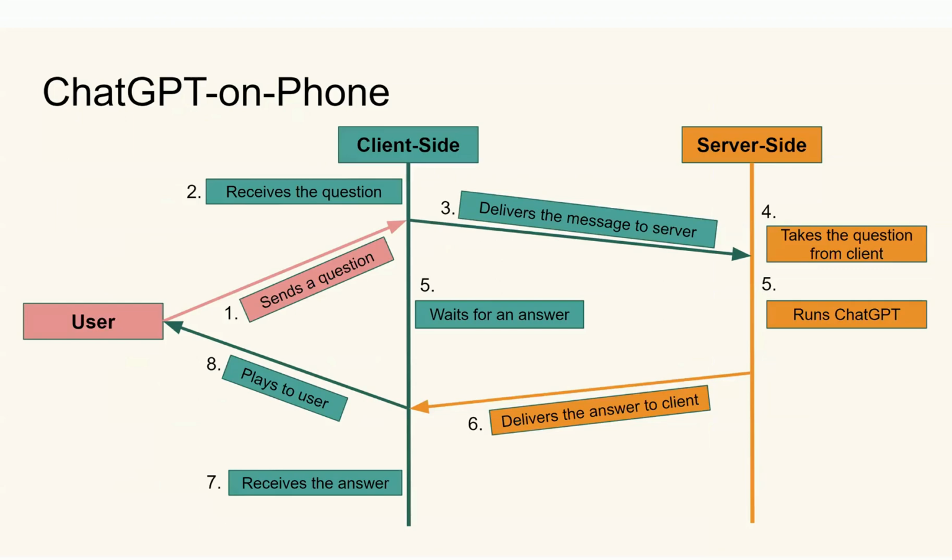So we'll look in depth at how ChatGPT-on-Phone operates behind the scenes. On the client side, which is the user's phone, the app starts by taking the user's spoken or written input, and it then applies local optimizations to ensure that the query is clear and ready for processing. This optimized message is then delivered to our server. Once the server receives the message, it triggers the next stage of the process. Here, the server's job is to take these questions from the client and run them through the ChatGPT model to fetch the appropriate answers. After computing the response, the server sends the answer back to the client. On the client's end, there's a brief wait for this answer to arrive. Once it's received, it plays the answer to the user through the device.